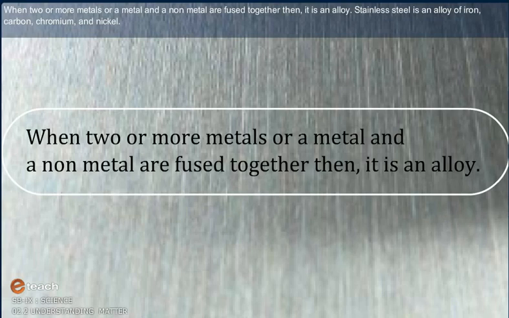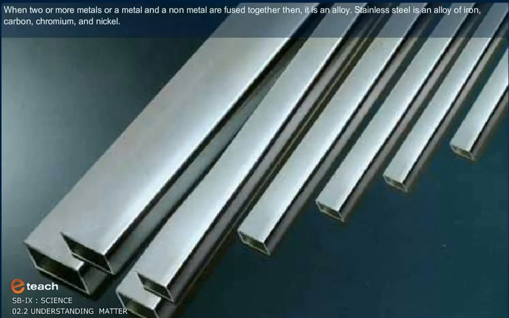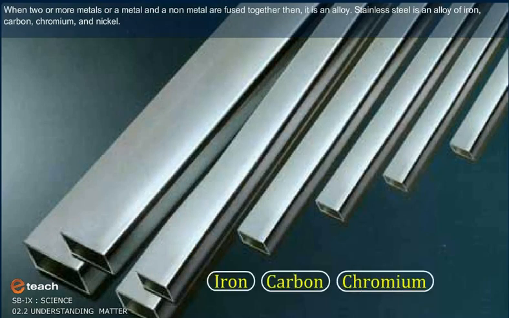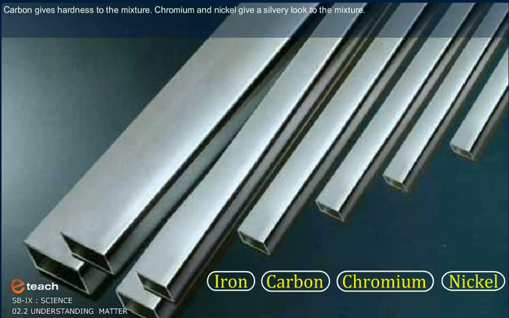When two or more metals, or a metal and a non-metal, are fused together, it is an alloy. Stainless steel is an alloy of iron, carbon, chromium, and nickel. Carbon gives hardness to the mixture. Chromium and nickel give a silvery look to the mixture.